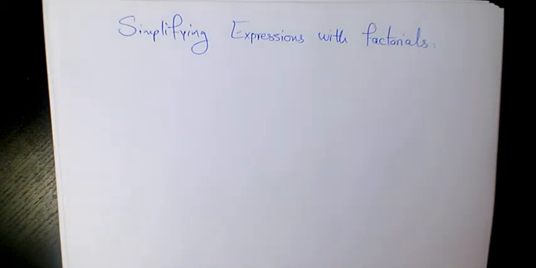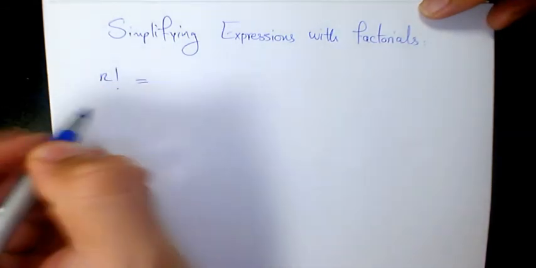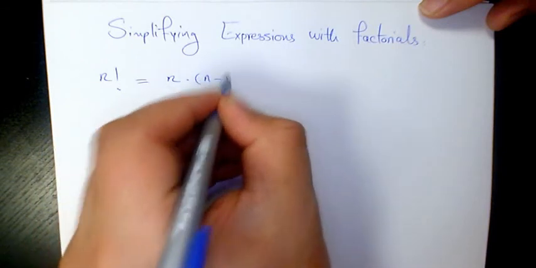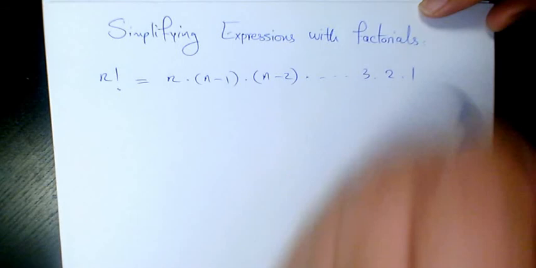Welcome to another video. In this video I want to show you how to simplify expressions with factorials. We already know the concept of factorial. When we are talking about n factorial, it means that that's going to be equal to n times n minus 1 times n minus 2 all the way to 1.